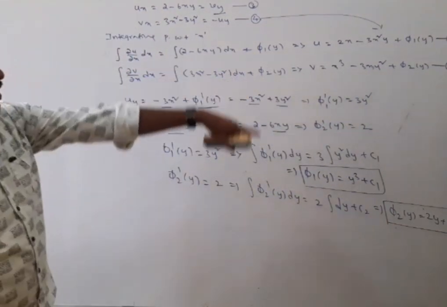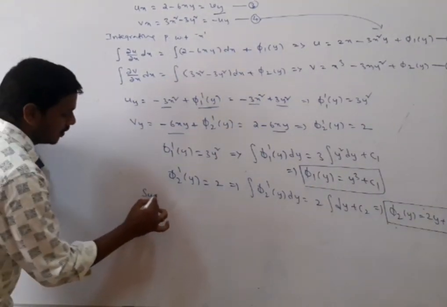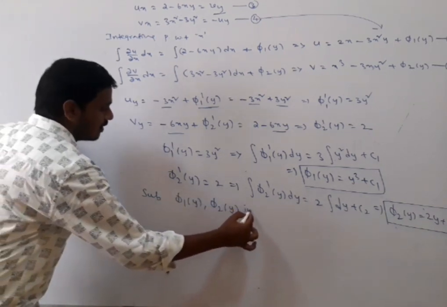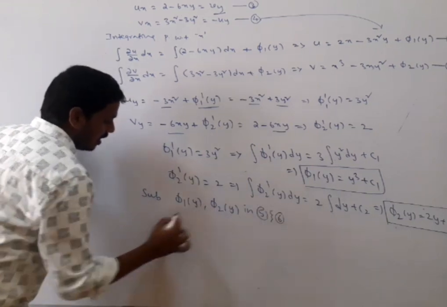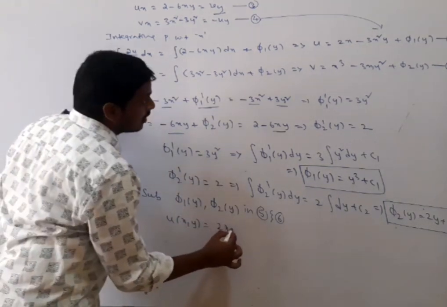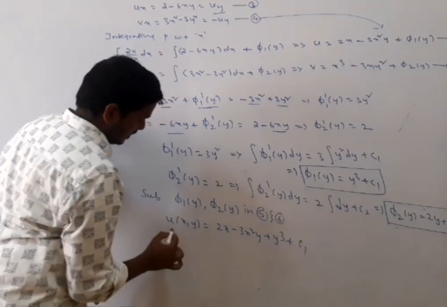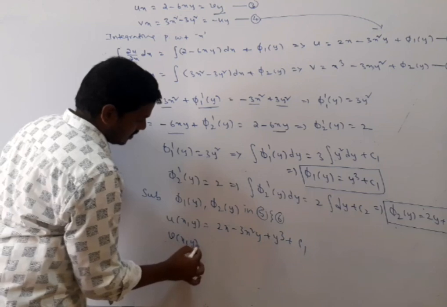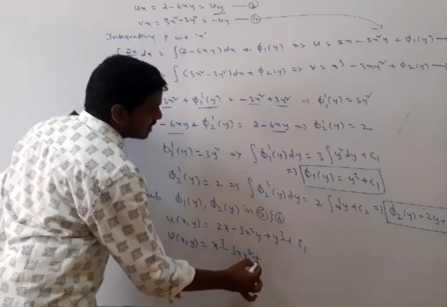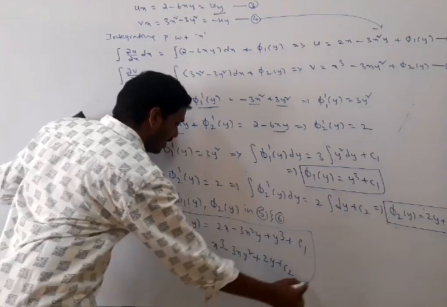We can write u comma v using this pi 1 of y and pi 2 of y. Substitute pi 1 of y comma pi 2 of y in equation number 5 and 6. Therefore u of x comma y is equal to 2x minus 3x square y plus y cube plus c1. Next, v of x comma y is equal to x cube minus 3xy square plus 2y plus c2. That means the problem of finding u and v is over.